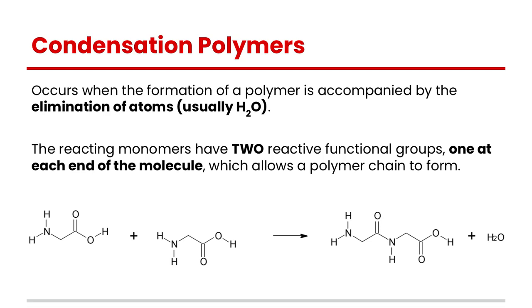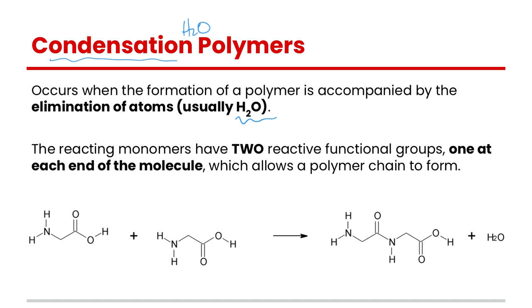In this video, we're going to take a look at condensation polymers. So condensation means the removal of water, okay? And so what happens then is we get the formation of a polymer accompanied by the elimination of a water molecule. In order for this to happen, the two reacting monomers have to have two reactive functional groups each, one at each end of the molecule.